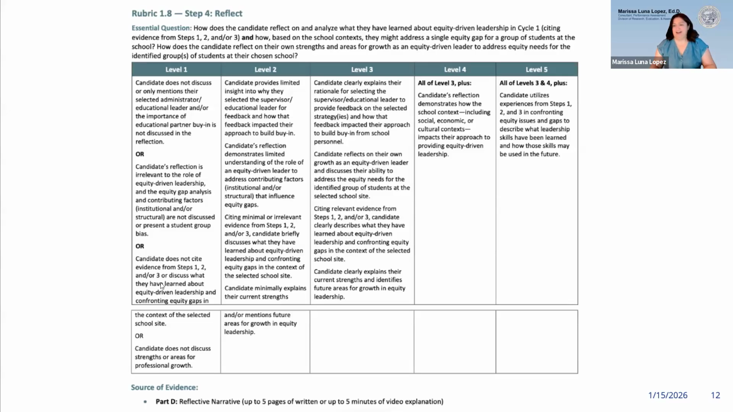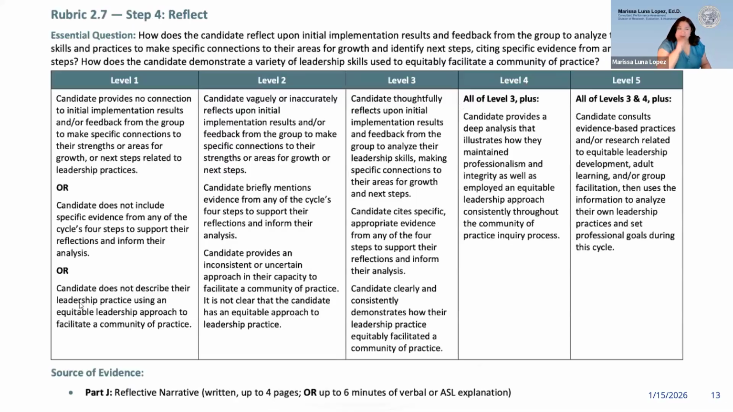All right. Sorry, just want to make sure. Okay, let's go ahead. Anything else, Sherry, before we move on to the next rubric? Okay, perfect. Thank you.